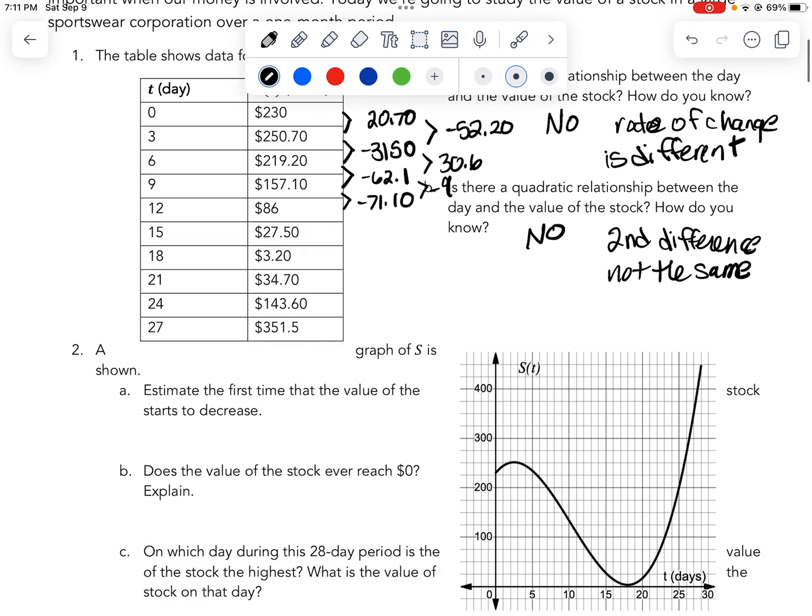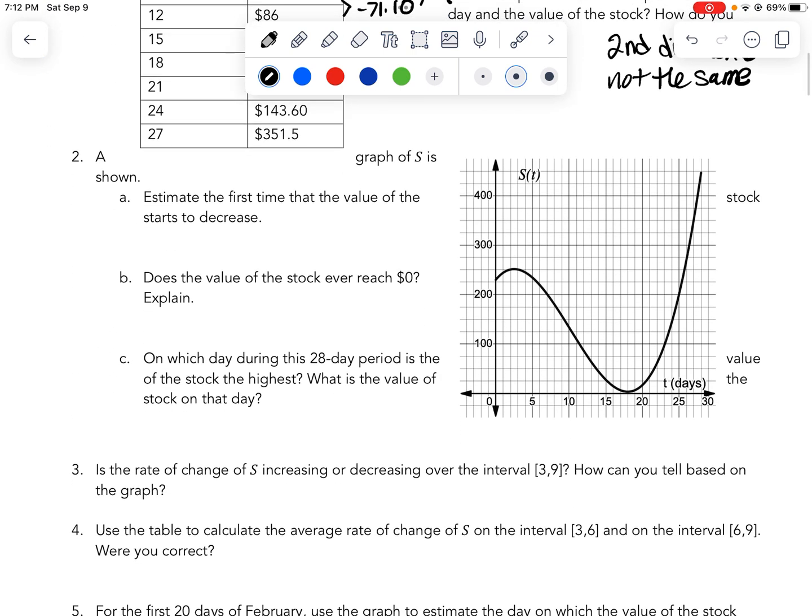So if we take a look here, here's the graph of that stock. So let's see, estimate the value when the stock starts to decrease. Well, sometimes we think it's right when it's going down, but actually it's going up, and now it's starting to decrease right in here. So I would say between days 2 and 3. Does the stock value ever reach 0? Let's see, does it ever reach 0? And there's no x-intercept.